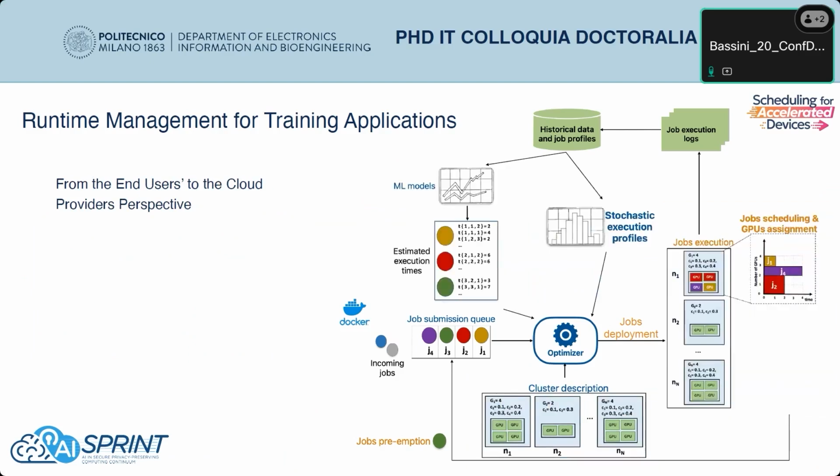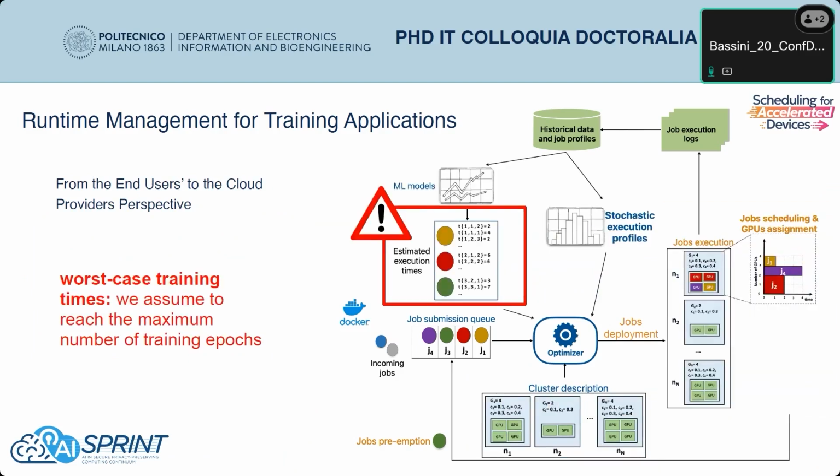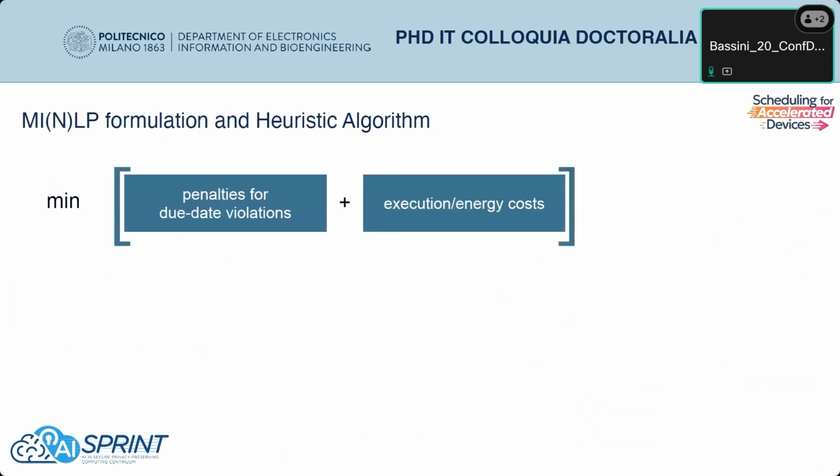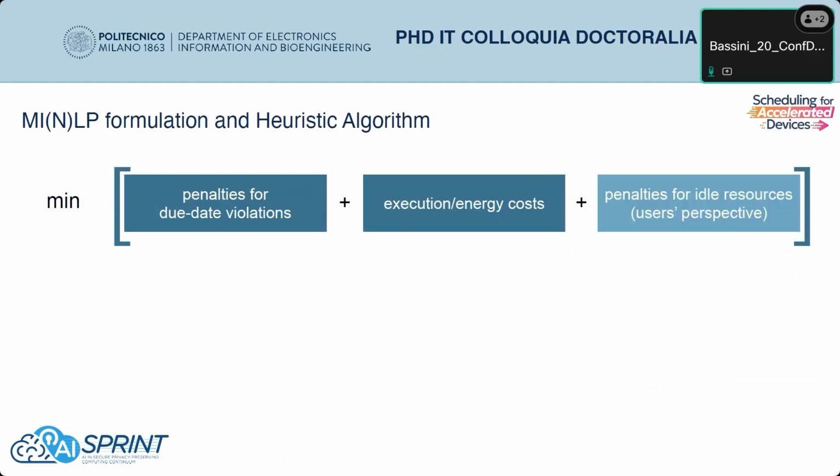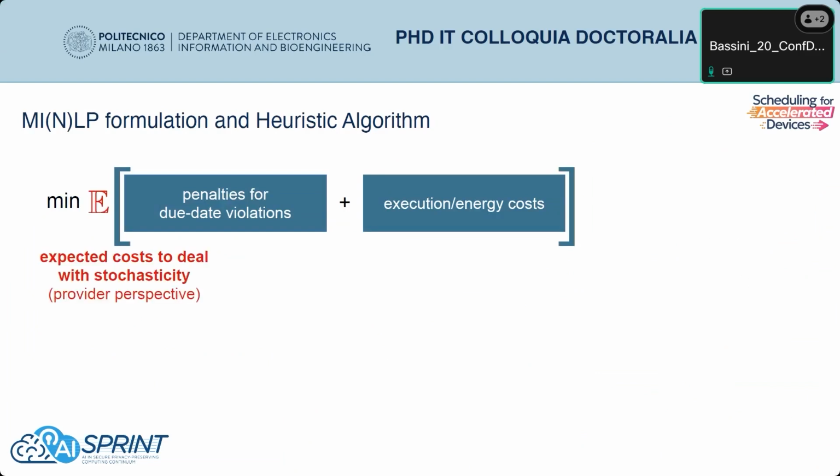Finally, we consider stochastic execution profiles because jobs do not necessarily run up to a fixed number of epochs, but instead may terminate with a given probability based on, for instance, the accuracy level. So we developed a mathematical formulation to minimize the cost, considering penalties for idle resources in the case of the user's perspective and considering the expected costs to deal with the stochasticity in the other scenario.